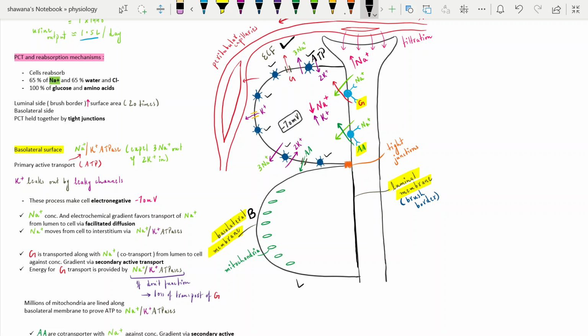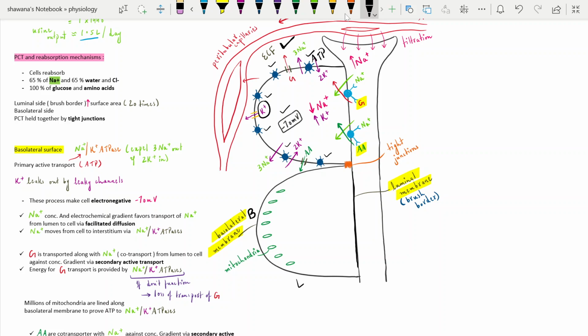In addition to this process, potassium also leaks through the leaky channels. As you can see, the potassium is exiting out of the cell, and these two processes combined make the cell even more electronegative. The cell reaches the gradient of minus 70 millivolts, okay, and this electronegativity is very important. I will show you how.